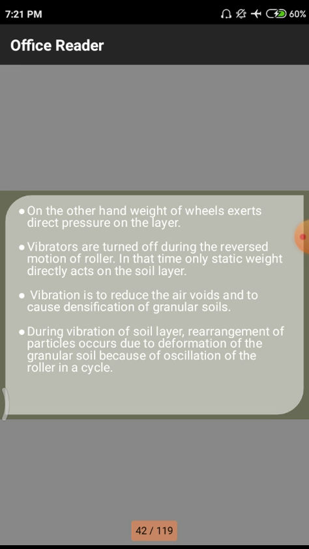Next, during vibration of the soil layer, rearrangement of the particles occurs due to deformation of the granular soil because of the oscillations of the roller in a particular cycle. Here, a cycle means one complete rotation. From the starting point to the ending point of the road, we give a complete pass of the roller. Due to this complete pass with vibrations, there is a complete chance to densify the soil in a short span of time.